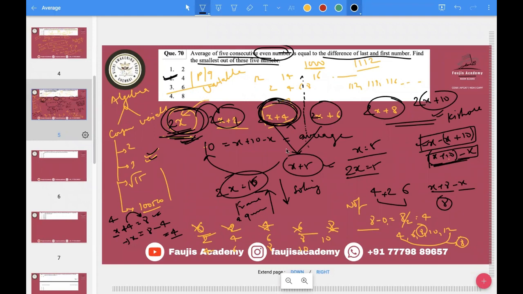Then in that case, what will happen? Your 2x plus 5 will be the average. Okay, we'll do it. Kishore, for any given set of questions, only a particular given set of conditions can be concluded, right?